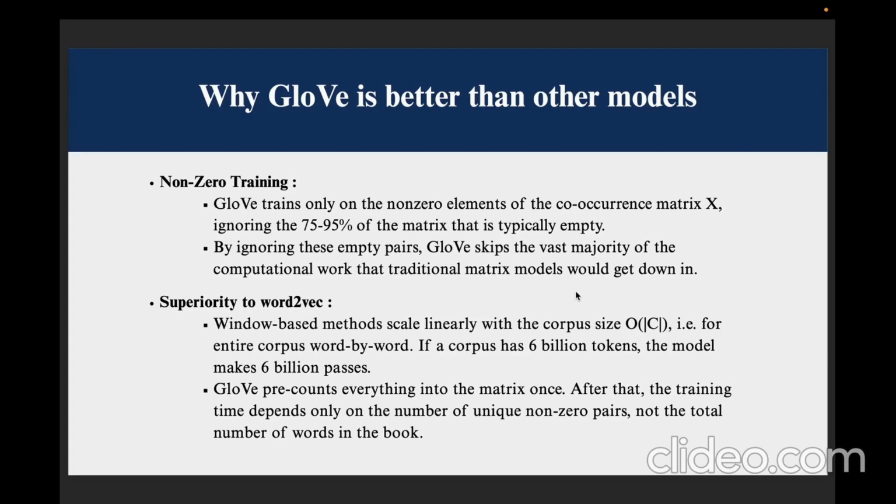As we saw and as I said earlier, skip-gram's traversal is 6 billion tokens. If it has 6 billion tokens, then it has to take 6 billion passes or iterations. The GloVe working algorithm is much better than that, because it only trains on non-empty cells, not the total number of words in the book or the document.